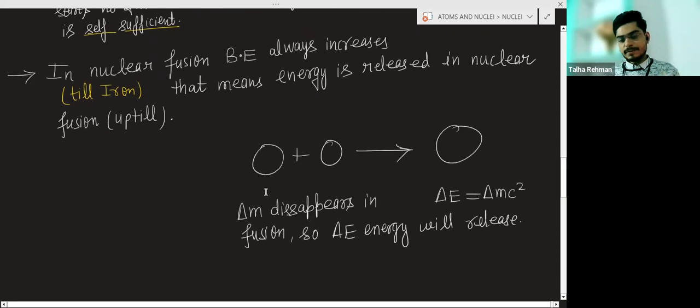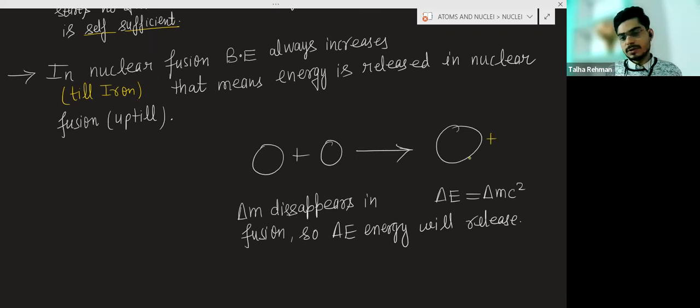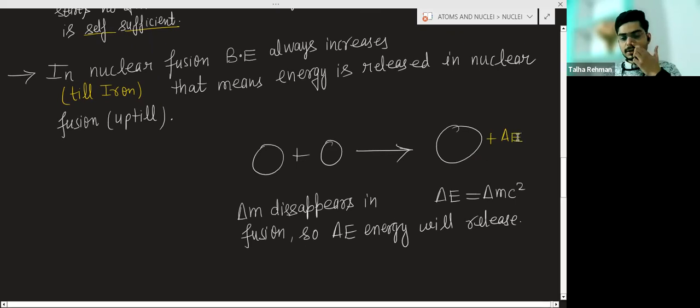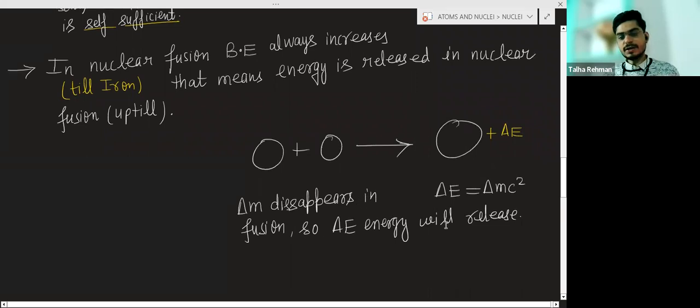So what is happening here? If energy is releasing, it means some mass will disappear. So two lighter nuclei are combining to form a heavy nucleus, and during this process energy is releasing. This energy is releasing because some mass is disappearing, delta M mass disappearing in fusion, so delta E energy will release.